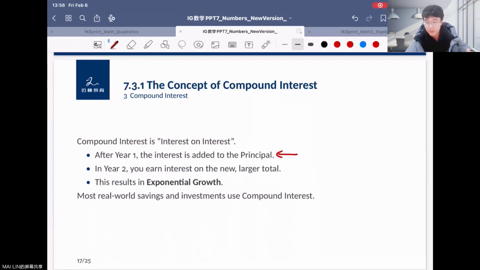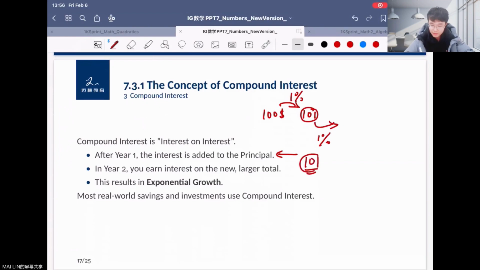For example, if you deposit $100 into the bank and the rate is 1%, after 1 year you earn $100 times 1%, which is $1. So now your total amount is $101. Maybe your bank manager will tell you that you have a compound interest deposit, so you can save $101 in the bank this year, and you also earn a 1% rate on it.